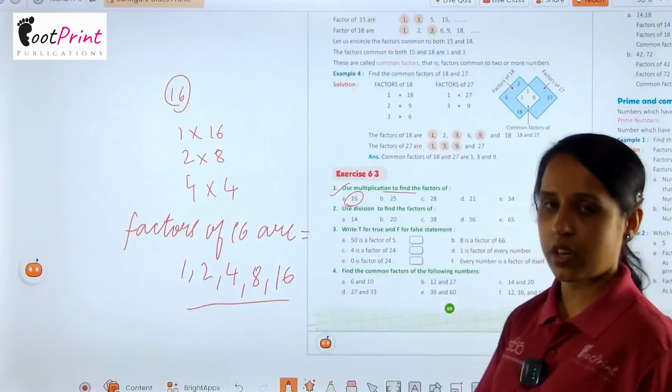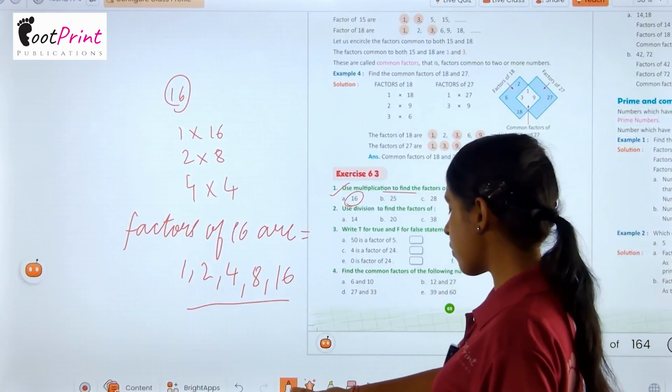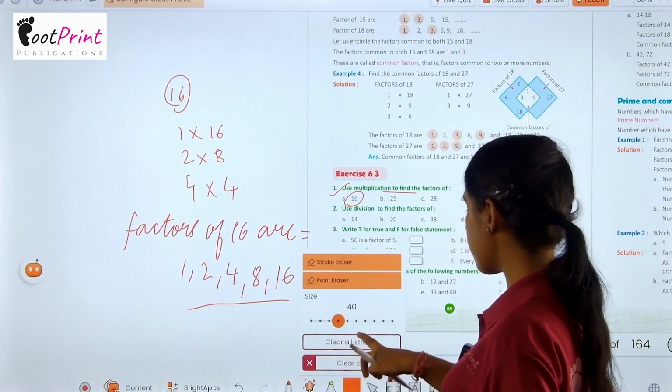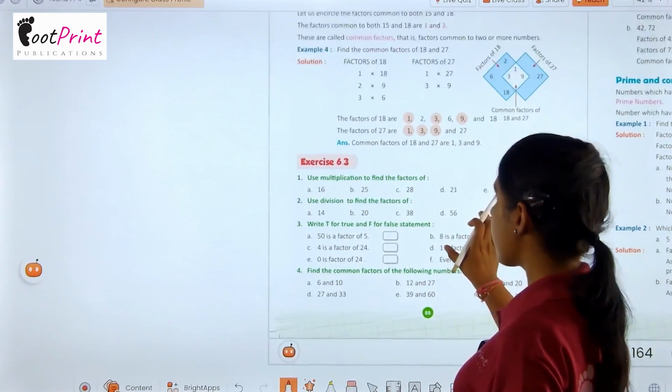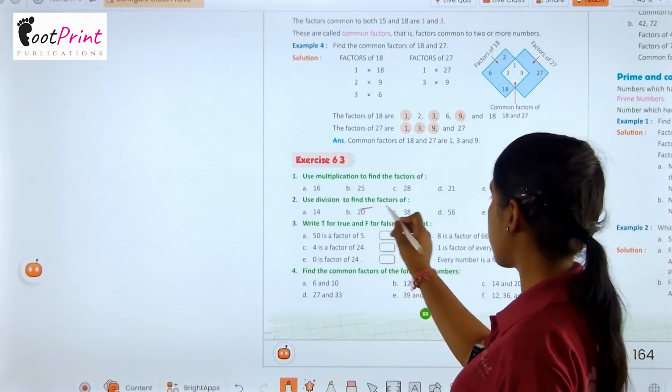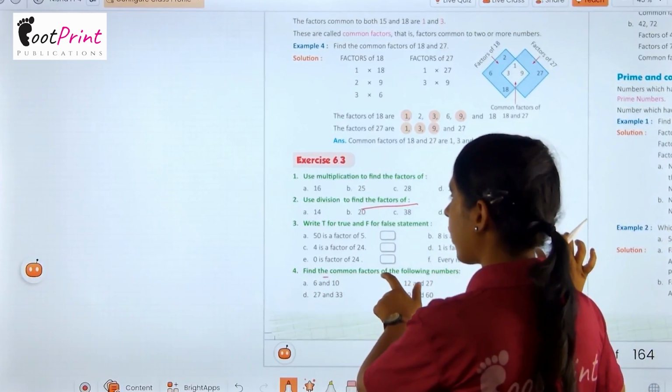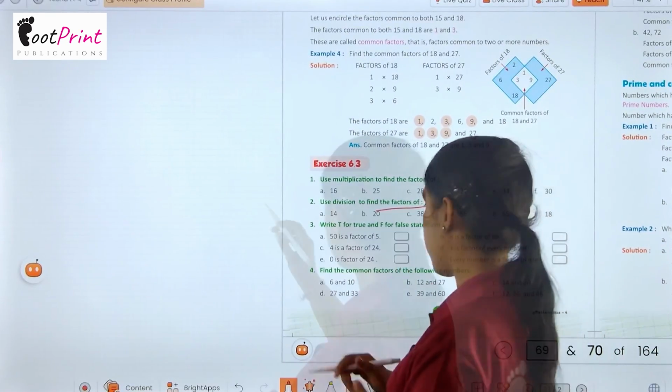So here one question I solved for you and the rest of the questions you will do by yourself. Now move to the next question. Question number 2. Use division to find the factors of the given numbers. So now we have to find the factors by using the division method.